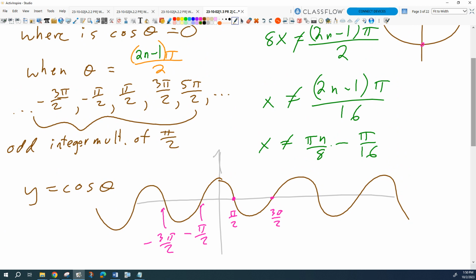What's the next one going to be? First one was when n equaled 1. What would the next asymptote be at?